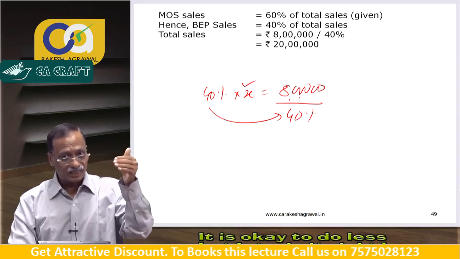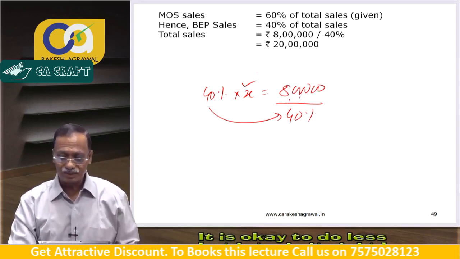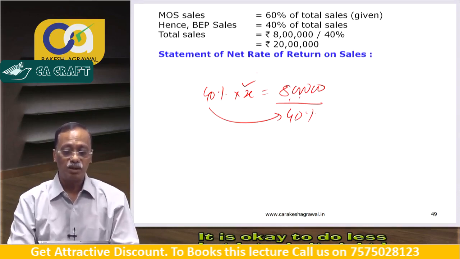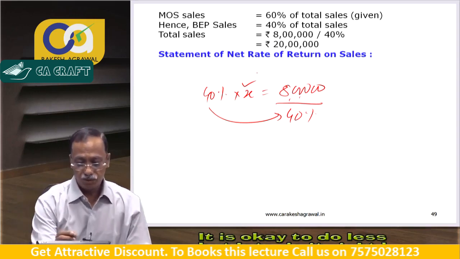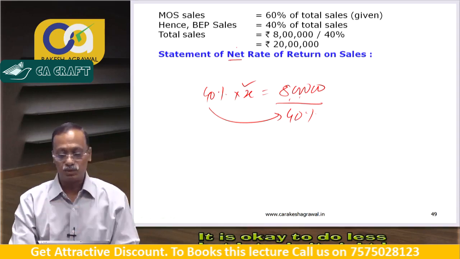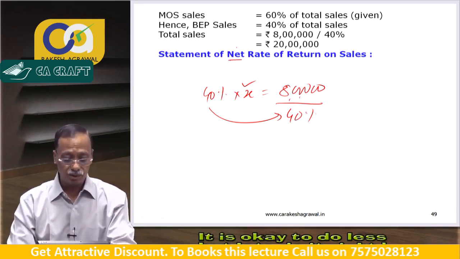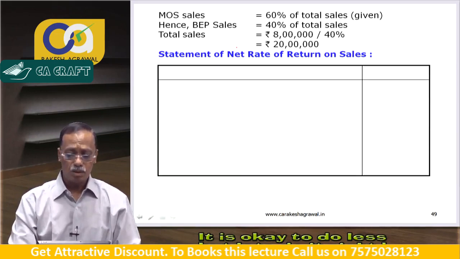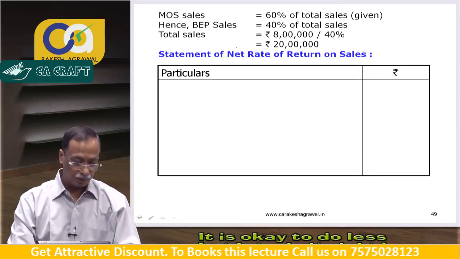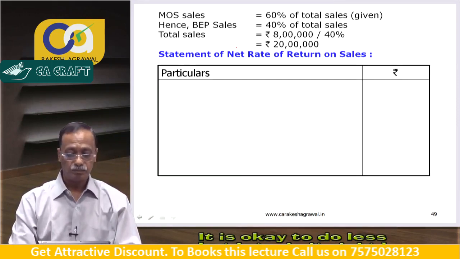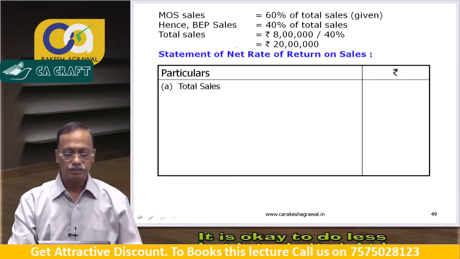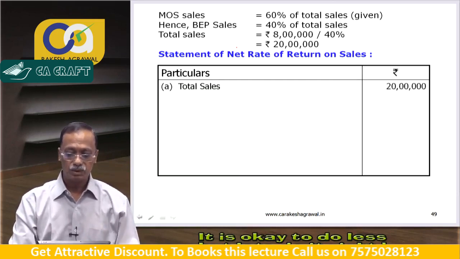Now from this 20 lakhs annual sales, I will reach up to profit after tax and I will get the ratio. So below, write down statement of net rate of return on sales. The word used by the institute is net rate, that is net of tax. That is to be understood because tax rate is also given. Statement of net rate of return on sales. Particulars, right hand side rupees. Let's go. Point number A, total sales, which we just now calculated. Total sales 20 lakhs.